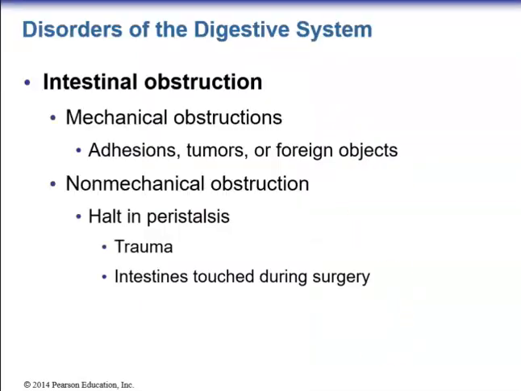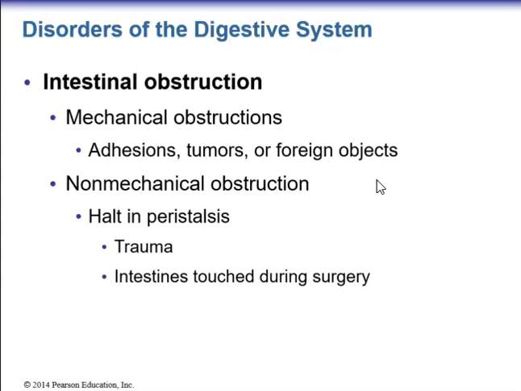Other disorders of the digestive system, we have intestinal obstruction. There are two types of intestinal obstruction. We can have a mechanical obstruction or a non-mechanical obstruction. Mechanical obstructions are usually due to adhesions, tumors, or maybe foreign objects.